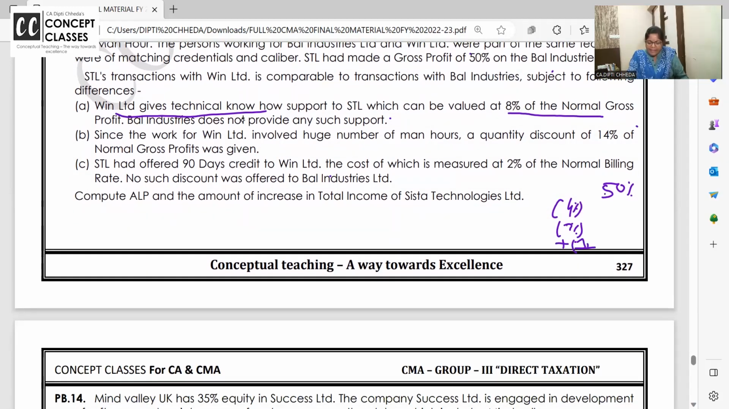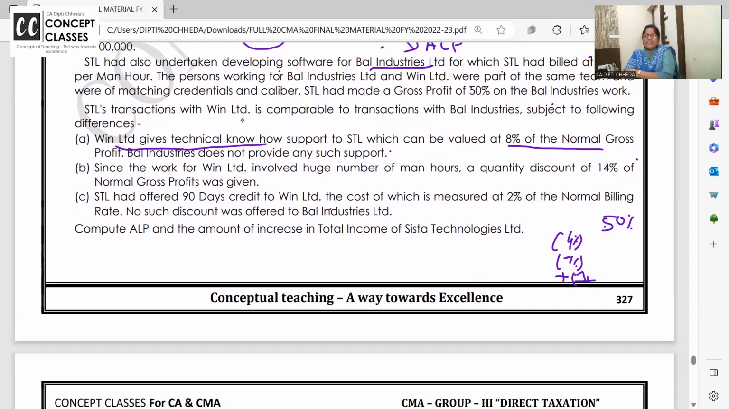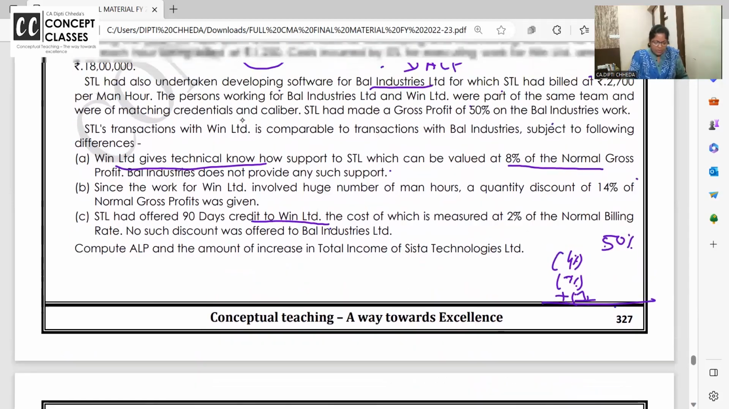These two will be minus once again, because these are reducing my GP with my sister concern. But to my sister concern, I am giving credit period. To others, I am not giving. So I will add on in the profit. So now whatever it is coming, that much profit I should charge. Let us see.